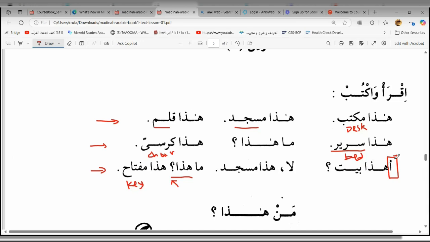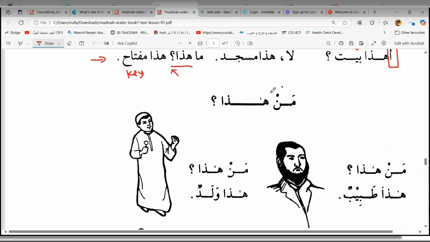So far, we've seen the harf ma. Now we're going to introduce a new harf, which is man. It means who. Man hada? Who is this? Hada tabib. This is a doctor. Man hada? Who is this? Hada walad. This is a boy.